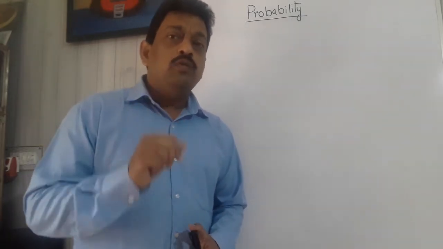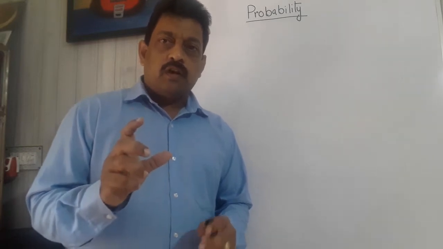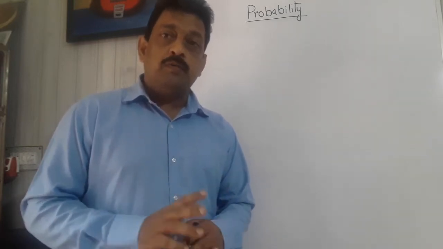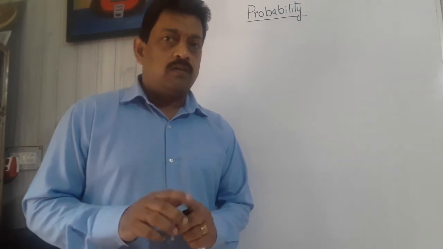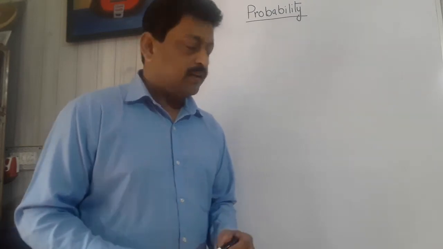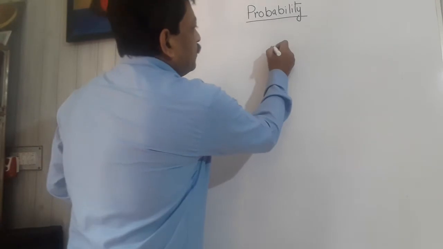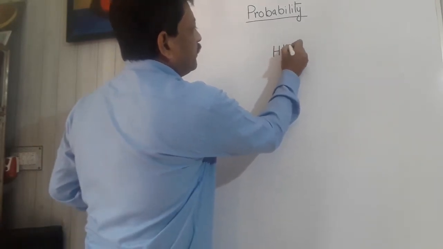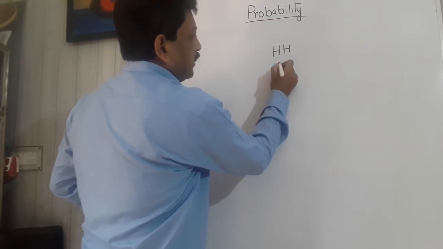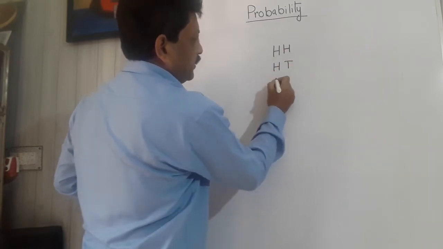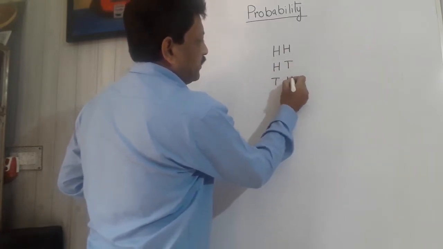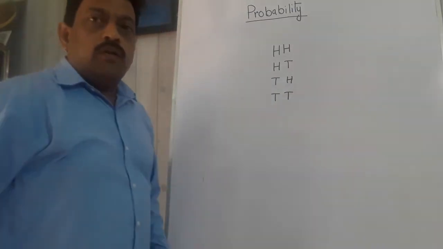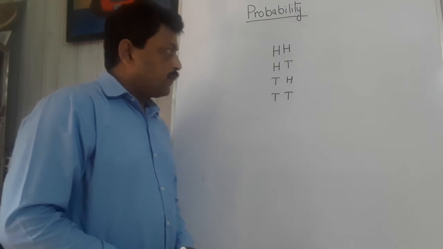Now let me take two coins. First we have to find what are the possible outcomes if two coins are tossed simultaneously. So it can be head head, it can be head tail, it can be tail head, it can be tail tail. So there are four possible outcomes.